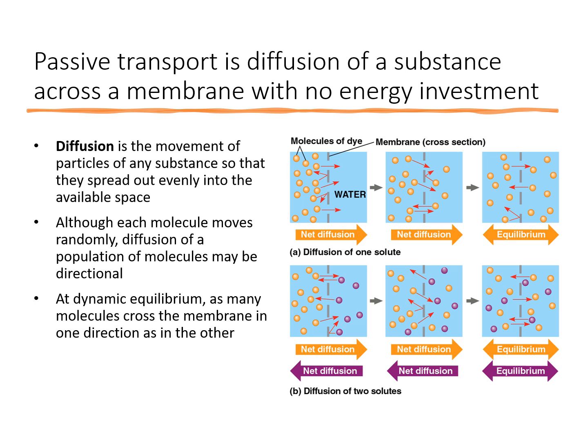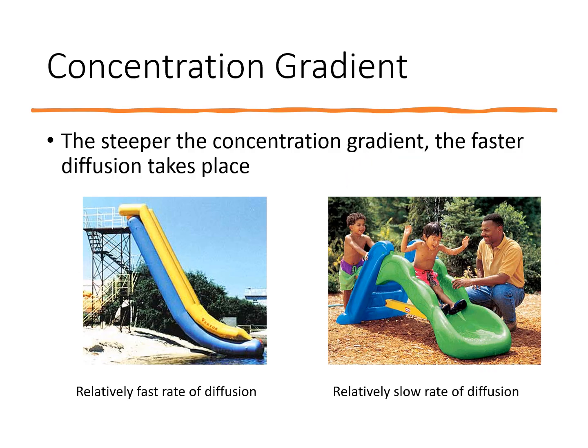And the net diffusion is in opposite directions until they reach what we call dynamic equilibrium. It doesn't mean they actually stop moving, even though the concentrations are the same. It's just that as many molecules cross the membrane in one direction as in the other. That's why the arrows go in both directions. So even though the molecules move randomly, diffusion of a molecule can be directional in order to even out the concentration on either side of that membrane. If you think about that concentration gradient and that idea of a slide again, the steeper the concentration gradient, the faster the diffusion will take place.